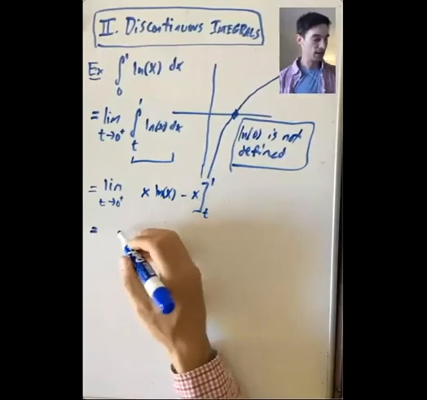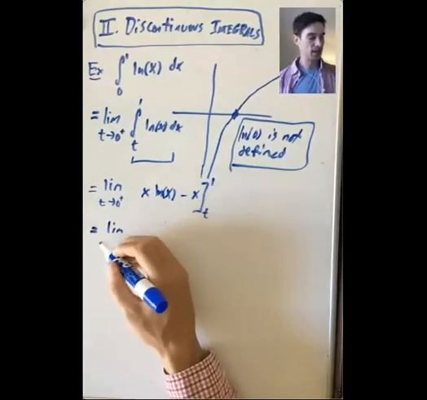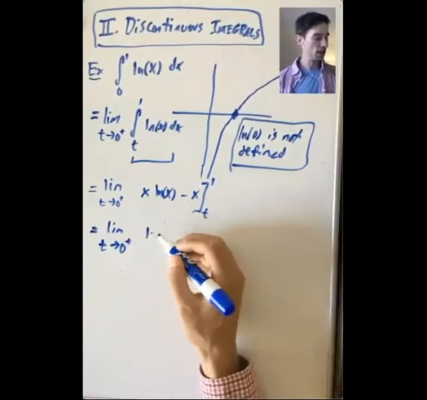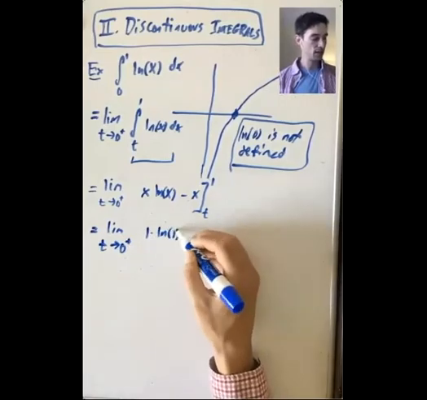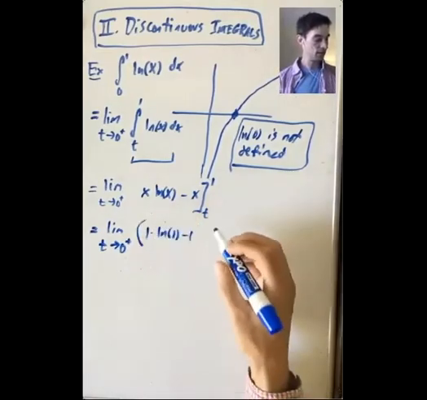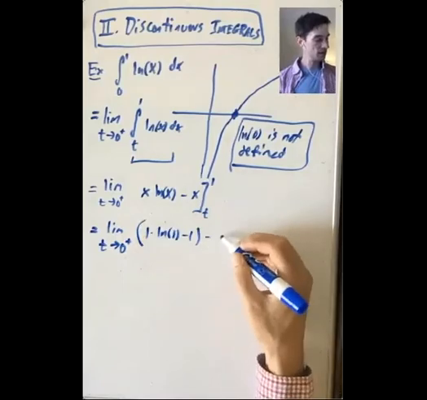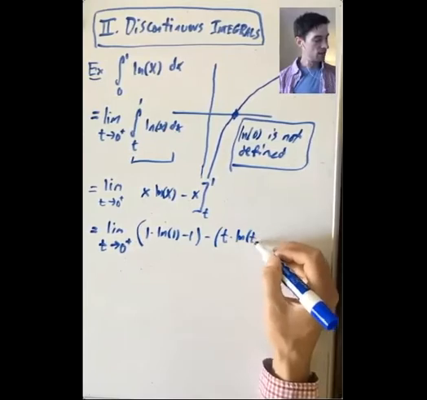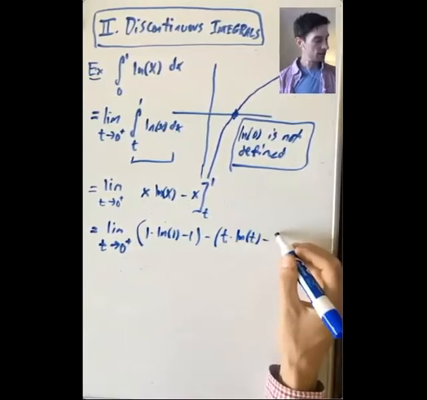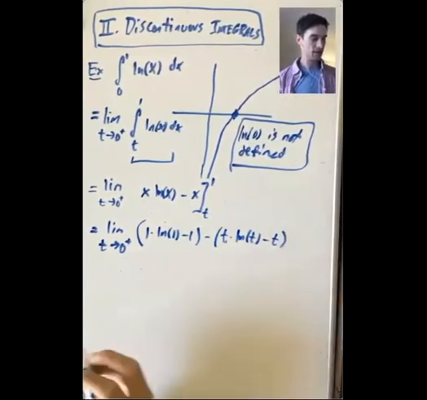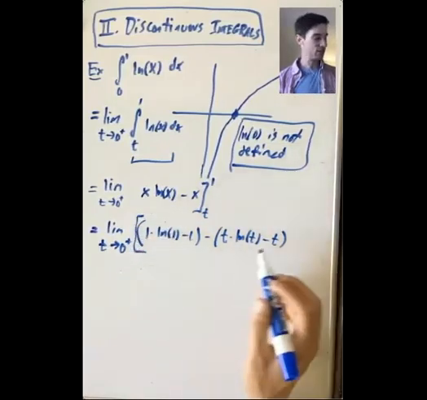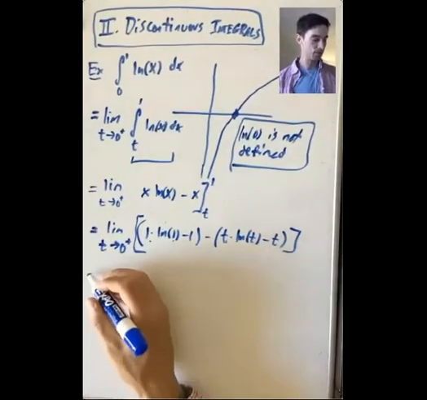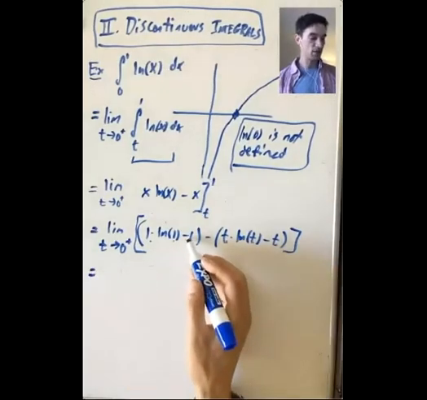So what we get is the limit as t goes to 0 from the plus direction of 1 times natural log of 1 minus 1, minus t times natural log of t minus t. Okay, so this whole thing should be inside parentheses. Natural log of 1 is 0, so this part is 0. What we're getting is something going to -1.